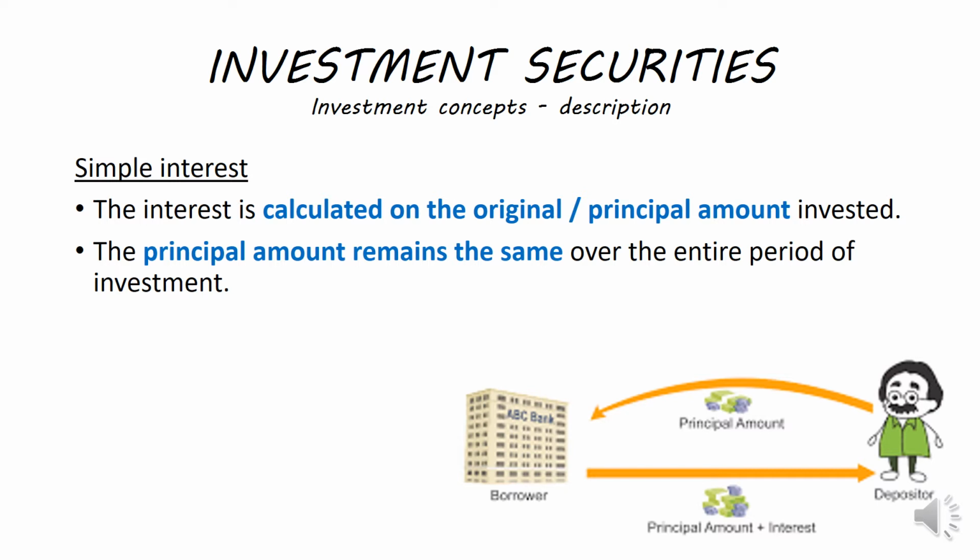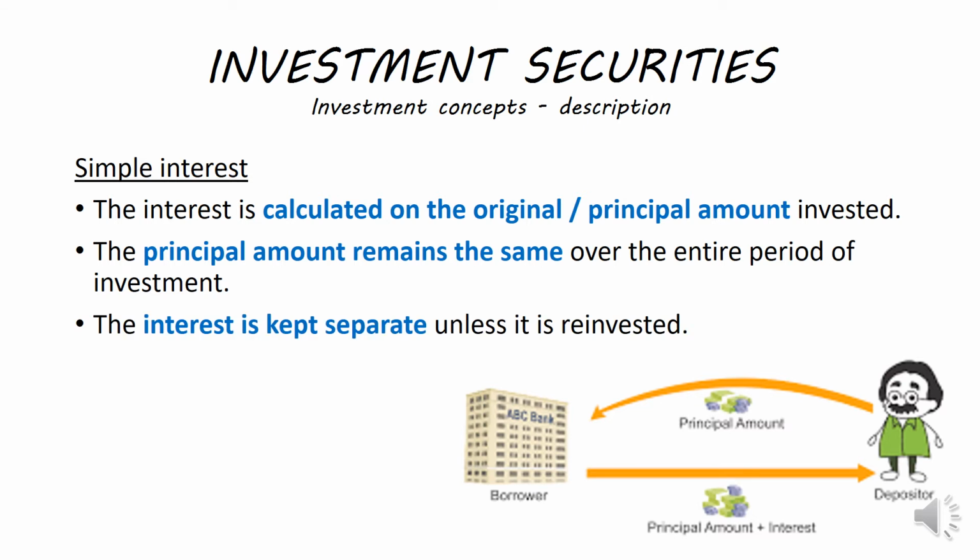Now, if you've made a deposit of 10,000 Rand, every year you're going to earn your interest on 10,000 Rand. Next year, you're going to earn your interest on that 10,000 Rand. Five years later, you're still earning interest on that 10,000 Rand. The principal amount remains the same. The interest is kept separate. It's either paid out to you on a yearly basis or it is kept separate unless it is reinvested. If you make another investment with this interest, then it's a different story. But the interest that you are earning is kept separate. It's not added to the principal amount.